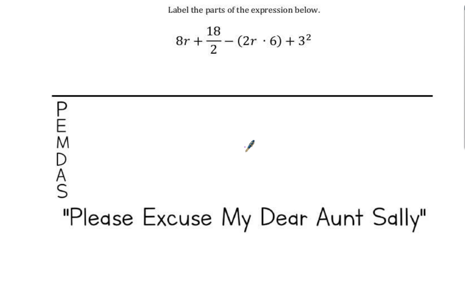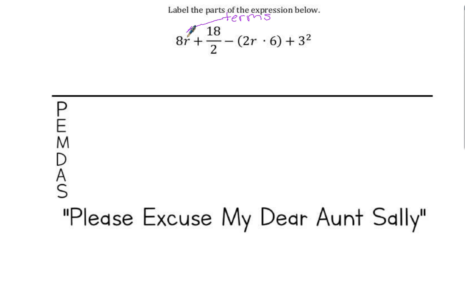Okay, so now we're going to identify the parts we see in our expression. So here we have an expression, and we're going to label it with all of those vocab words that we just talked about. So we're going to identify the variables, algebraic expression, term, constant, coefficient, and exponents. So first we're going to start with terms, and terms are anything that are separated by an operation. So I'm just going to draw some arrows to our terms.